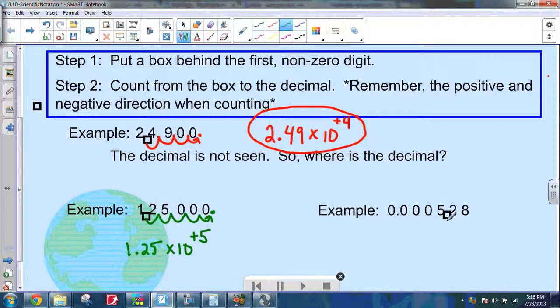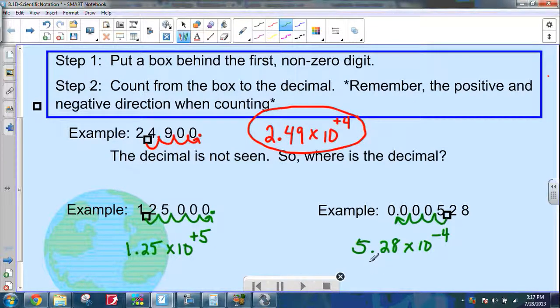So we're going to go in a negative direction because this is going to the left. So this is negative 1, negative 2, negative 3, negative 4. So we write our number 5.28 times 10 to the negative 4. And that's our scientific notation answer.